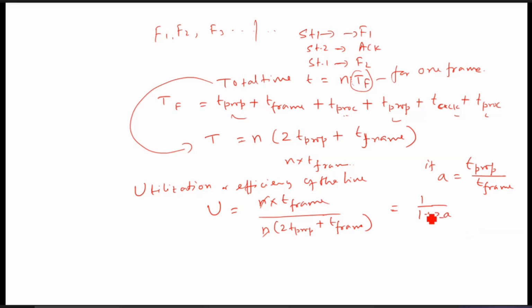That means it is always less than 1. Whether a is greater than 1 or less than 1, in both cases the link will be underutilized. The worst case will be when a is greater than 1.